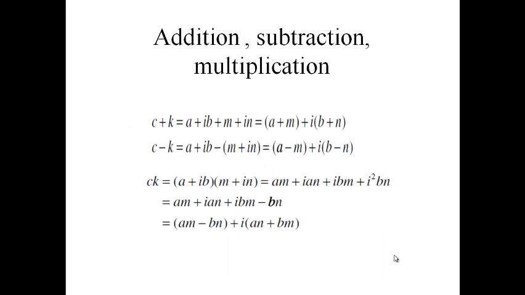Ordinary addition, subtraction and multiplication can be done in complex numbers also. The usual addition and subtraction is done, but in the addition and subtraction, the real parts are added separately and the imaginary parts are added separately. But the multiplication is a common multiplication as in the real numbers, and put i square equal to minus 1.